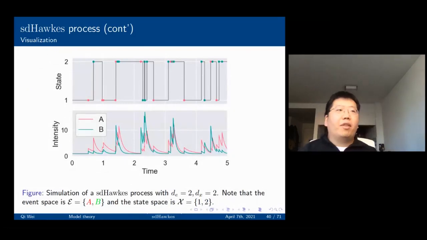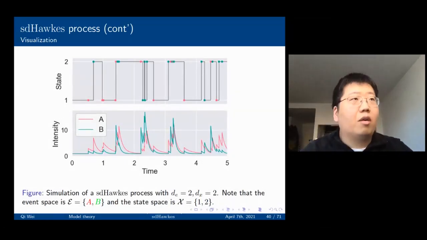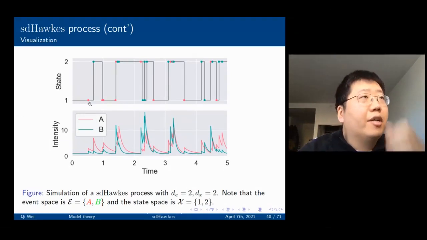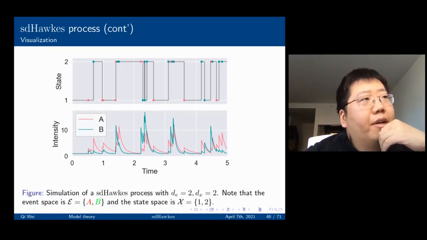Here's the example. I think this is a quite interesting example to show you how the state-dependent Hawkes works. So imagine that here you have one asking order arrives, right? And you have a jump of the red and the green, so asking and the bid.